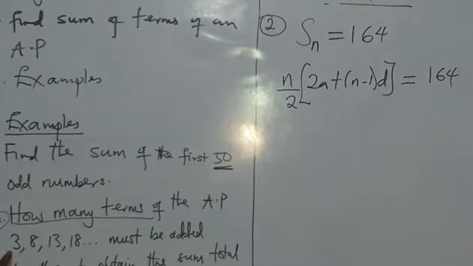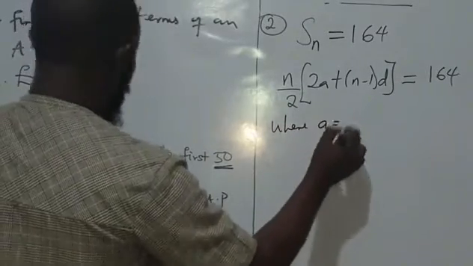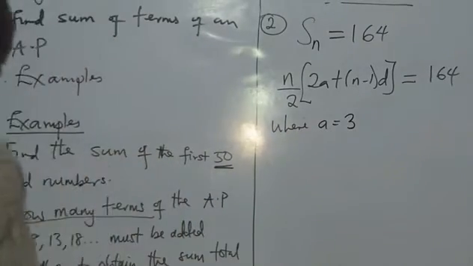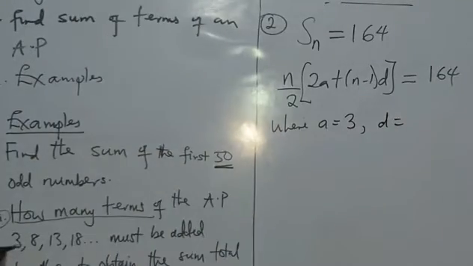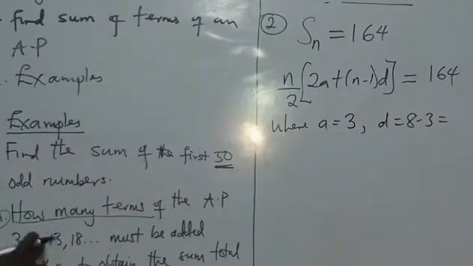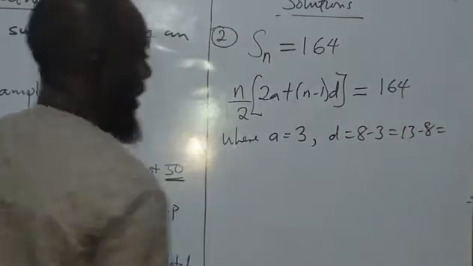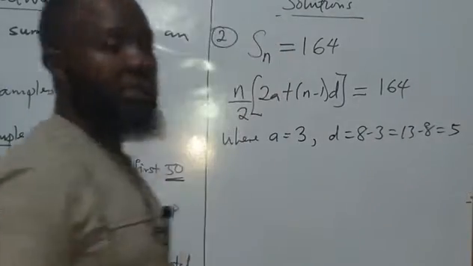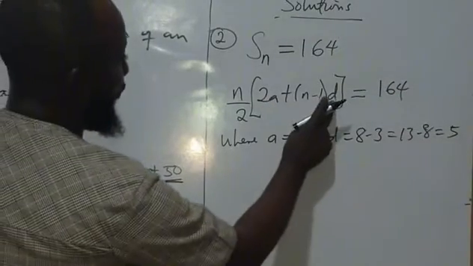In this AP, our first term, where a is what? 3. The value of a here is 3, right? What will then be the value of d? d will be equal to 8 minus 3, which must also be equal to 13 minus 8. So what do we have? 8 minus 3 gives 5. 13 minus 8 gives us 5. That is the common difference, that is 5.